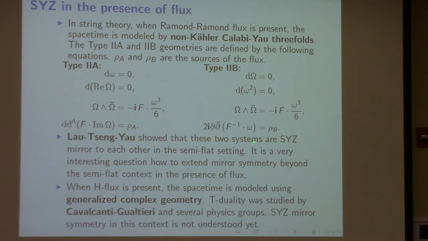So we demonstrated that these two systems are mirror to each other in the same sense. But now we have been trying to understand things when the flux is non-trivial. And this can be used as a model on generalized complex structure due to Hitchin, but this was far away from being understood, because non-Kähler geometry is much more complicated, less structured than we can deal with.